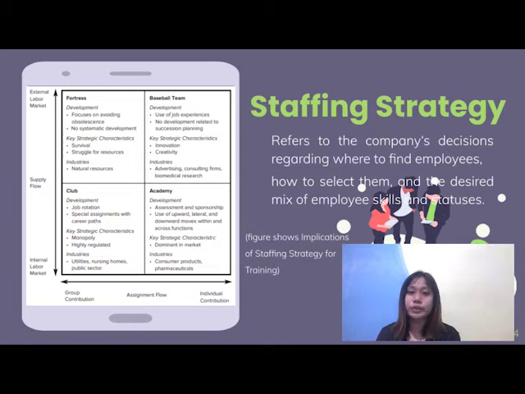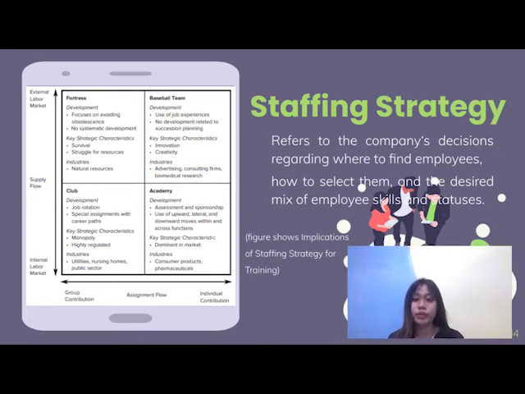Staffing strategy refers to the company's decisions regarding where to find these employees, how to select them, and the desired mix of employee skills and statuses, whether temporary, full-time, or etc. There are two aspects of a company's staffing: the assignment flow and the supply flow. The assignment flow is the criteria used to make promotion and assignment decisions, and the supply flow is the places where the company prefers to obtain the human resources to fill open positions.